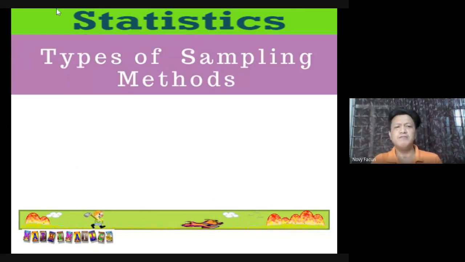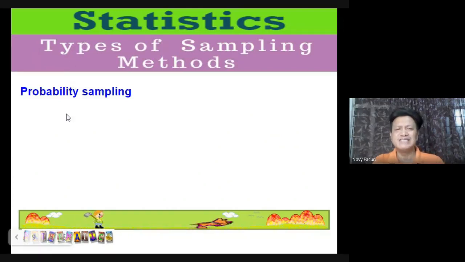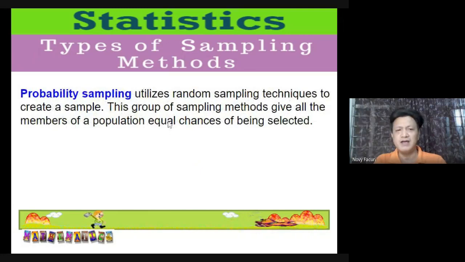Okay, so with that, meron tayong types of sampling methods. We have the probability and non-probability sampling. So ito yung dalawang uri kung paano ba tayo kumuha ng sampling natin or the sample. So we define first, pag sinabi natin probability sampling, ito po yung technique that utilizes random sampling techniques to create a sample. This group of sampling methods give all members of a population equal chances of being selected.